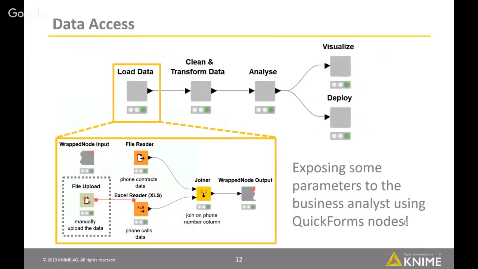So next, we should see exactly how we build those wrapper meta nodes. So if you double click on a wrapper meta node, you open it, and inside you have a portion of the workflow, right? And this version of workflow is made of different nodes. In this case, we are using a file reader and an Excel reader, and we join those two tables together. But let's say the domain expert, the business analyst wants to change the Excel file. So you will need to add the quick form node that via flow variable will be able to change the upload of the Excel file.